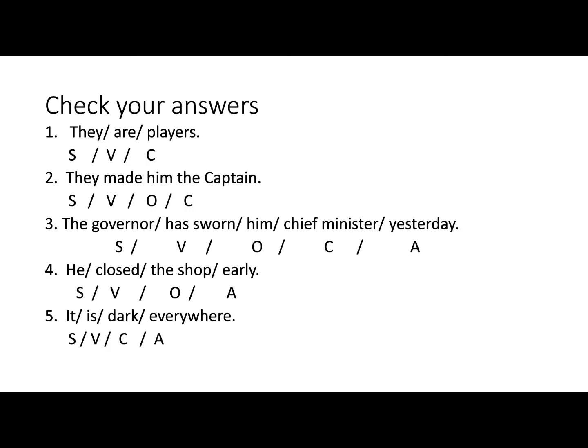Let's discuss first 5 sentences here. They are players. In this sentence, they is subject, are is the linking verb, and players is the complement. Because the word players renames the subject, that's why it's a subject complement. Are is the form of the verb be, so it's a linking verb that links or connects complement with the subject. The second sentence is they made him the captain.